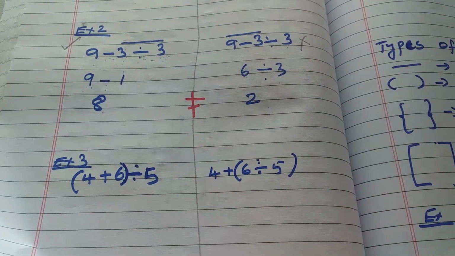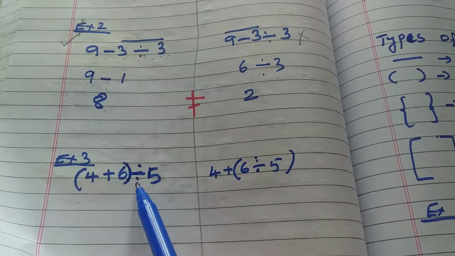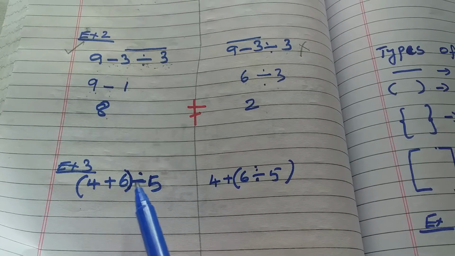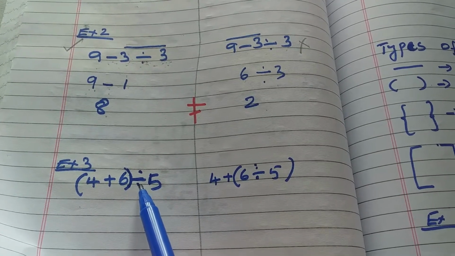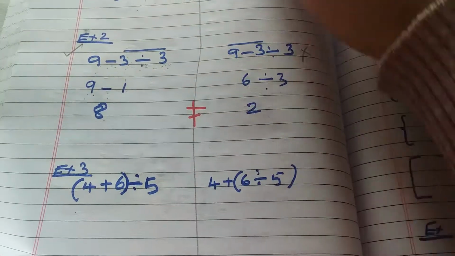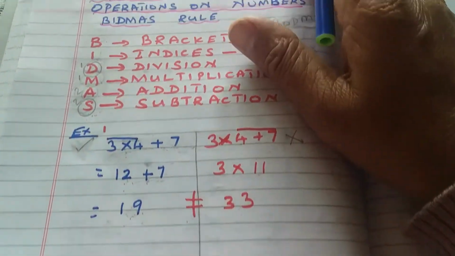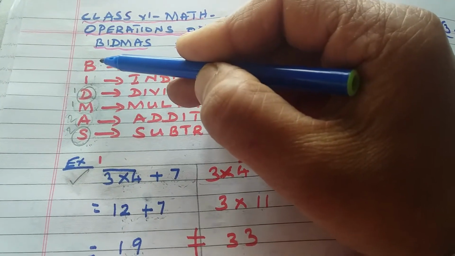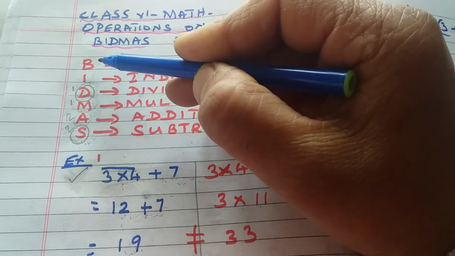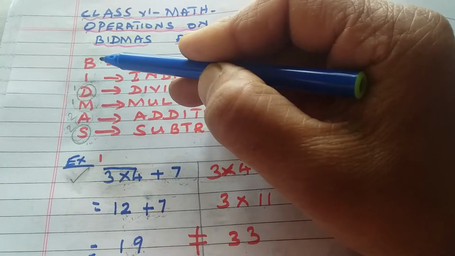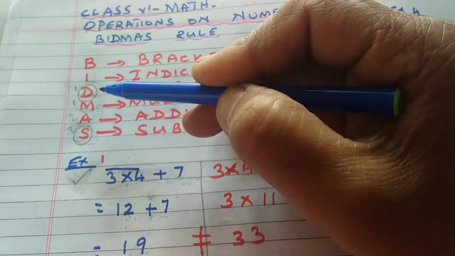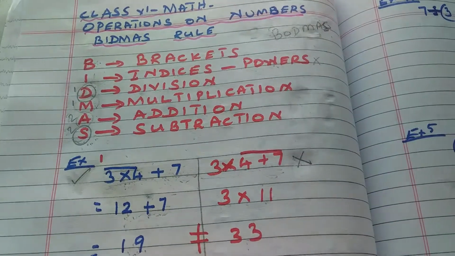We'll see one sum. We have 4 plus 6 divided by 3, and we have brackets. If you see only the operations, we are supposed to do division first. But before division, what does the rule say? Before division, we have brackets. Brackets are first. Whatever is inside the bracket has to be done first. It can be addition, subtraction, multiplication or division. It can be any operation, but within the brackets has to be done first.